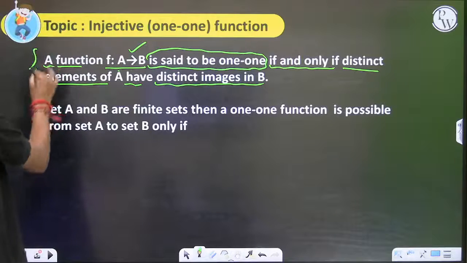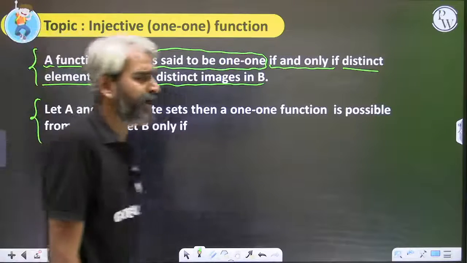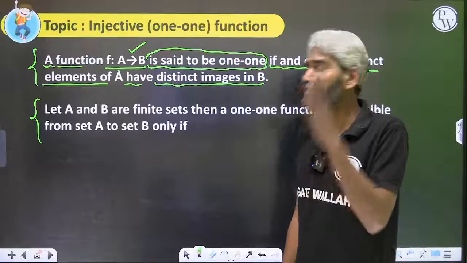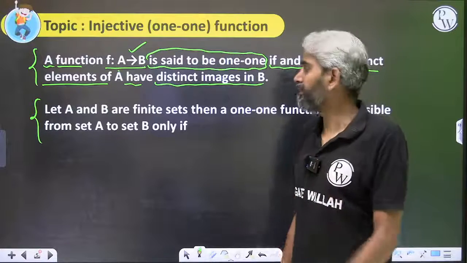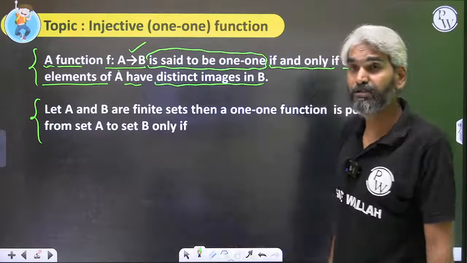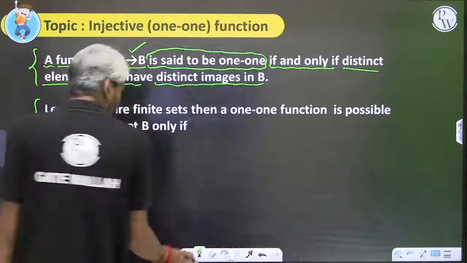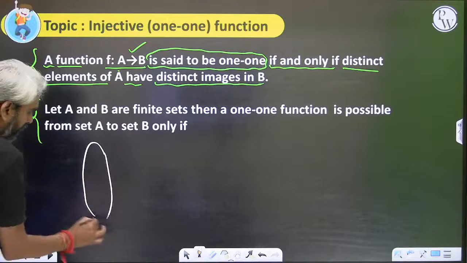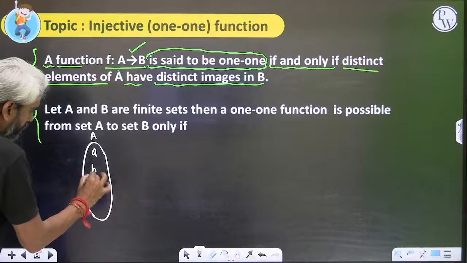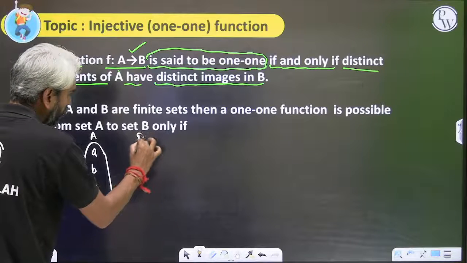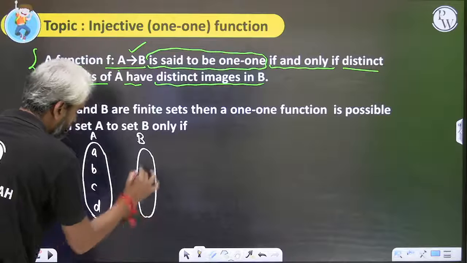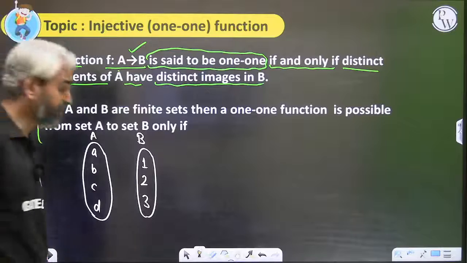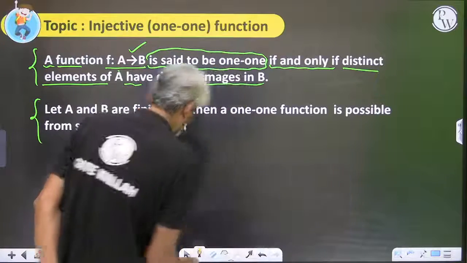Now let's try to understand another thing: is it possible that for any set A and any set B, a 1-1 function from set A to set B will exist? No, sir, it is not necessary. Now let's try to understand. If I have 4 elements in set A: A, B, C, D, and only 3 elements in set B, is it ever possible to have a 1-1 function from A to B?